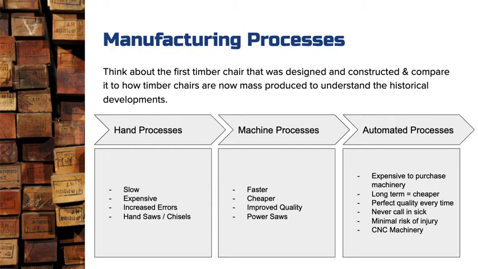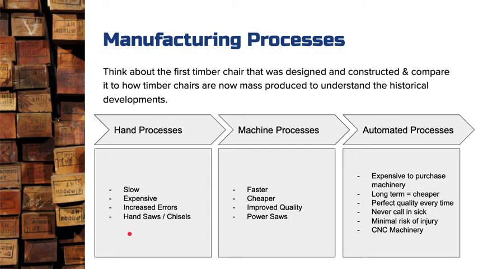And so when we talk about the historical development, we talk about the old hand process where you think of a carpenter or a furniture maker sitting there with a mallet and a chisel carving out their shapes. It's very slow, it's very expensive to pay for the labor. If they make a mistake, they have to throw the project out and start again. And they're using hand saws, hand chisel, all this handheld equipment that is operated by hand.